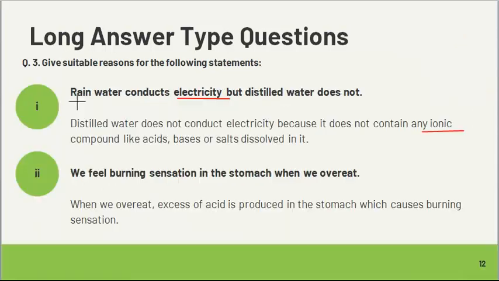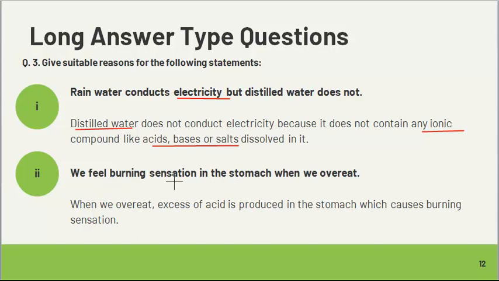So let's see. Rainwater conducts electricity, but distilled water does not. As the distilled water does not conduct electricity, as it has no ionic compound like acids, bases or salt dissolved in it. Whereas in rainwater, acid, bases and salts are dissolved in it, so they can conduct electricity. So ions are free to conduct electricity.